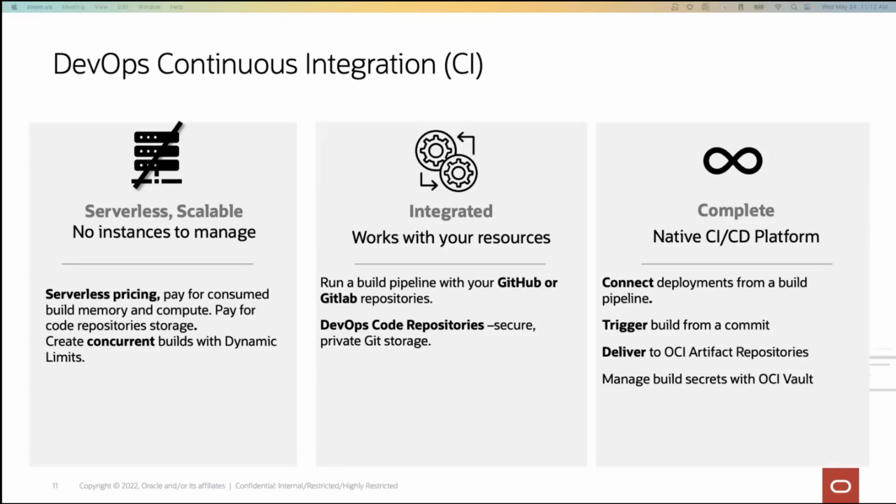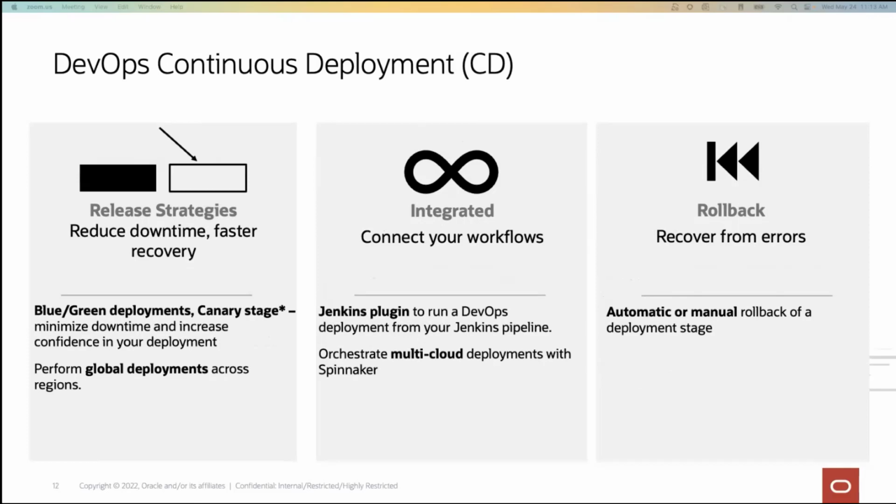You could trigger a commit. So that is, as soon as you commit some changes onto your local system, you're able to trigger the build process onto the OCI DevOps platform. And then you can deliver the artifacts. So in the build pipeline itself, once you build the process, the next step is to deliver the artifacts. So you could do that within the OCI artifact repository. And as I said, you could manage the build secrets with the help of the OCI vaults. So let's go through the continuous deployment, right?